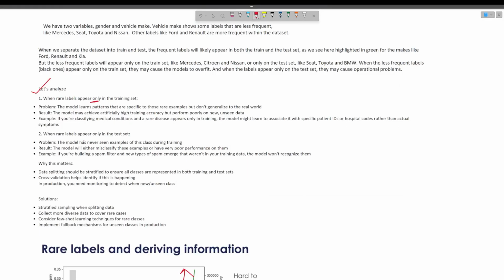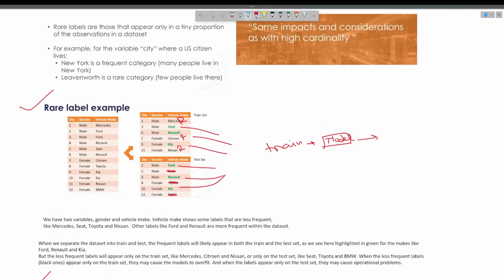Again, when rare labels appear only in the test data set, the model has never seen examples of this data. Now we just have to reverse it. Now we are assuming that we just don't have rare labels here. We just have these three values here, but we never had the other values.